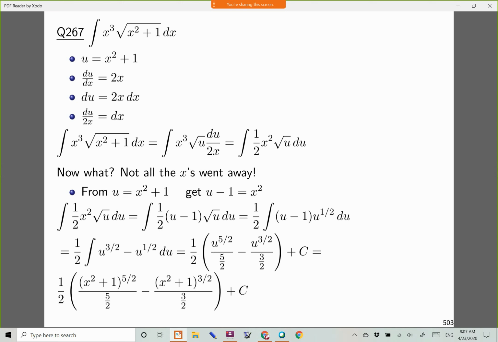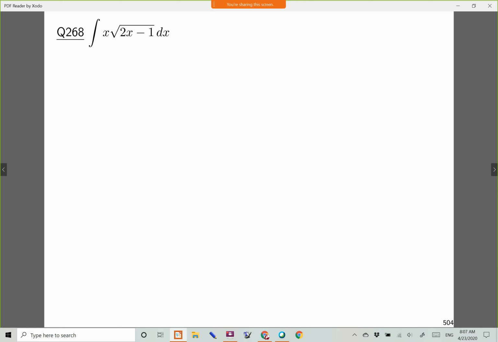Should we look at another example of this type where at least immediately not all the x's go away? So I've got this one. Integral x times root 2x minus 1 dx. It seems like picking u to be what's in the radical is maybe going to be promising. So we'll do u equals 2x minus 1.